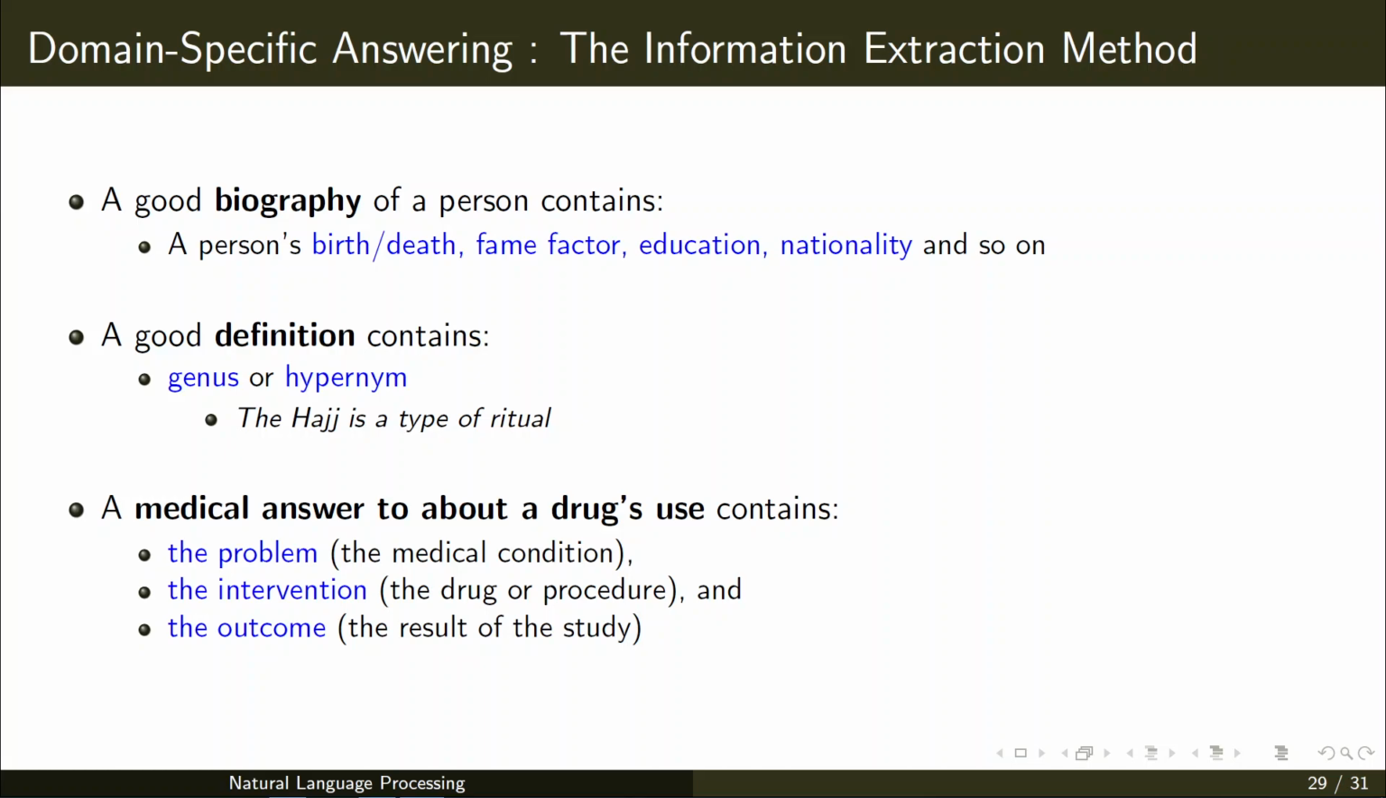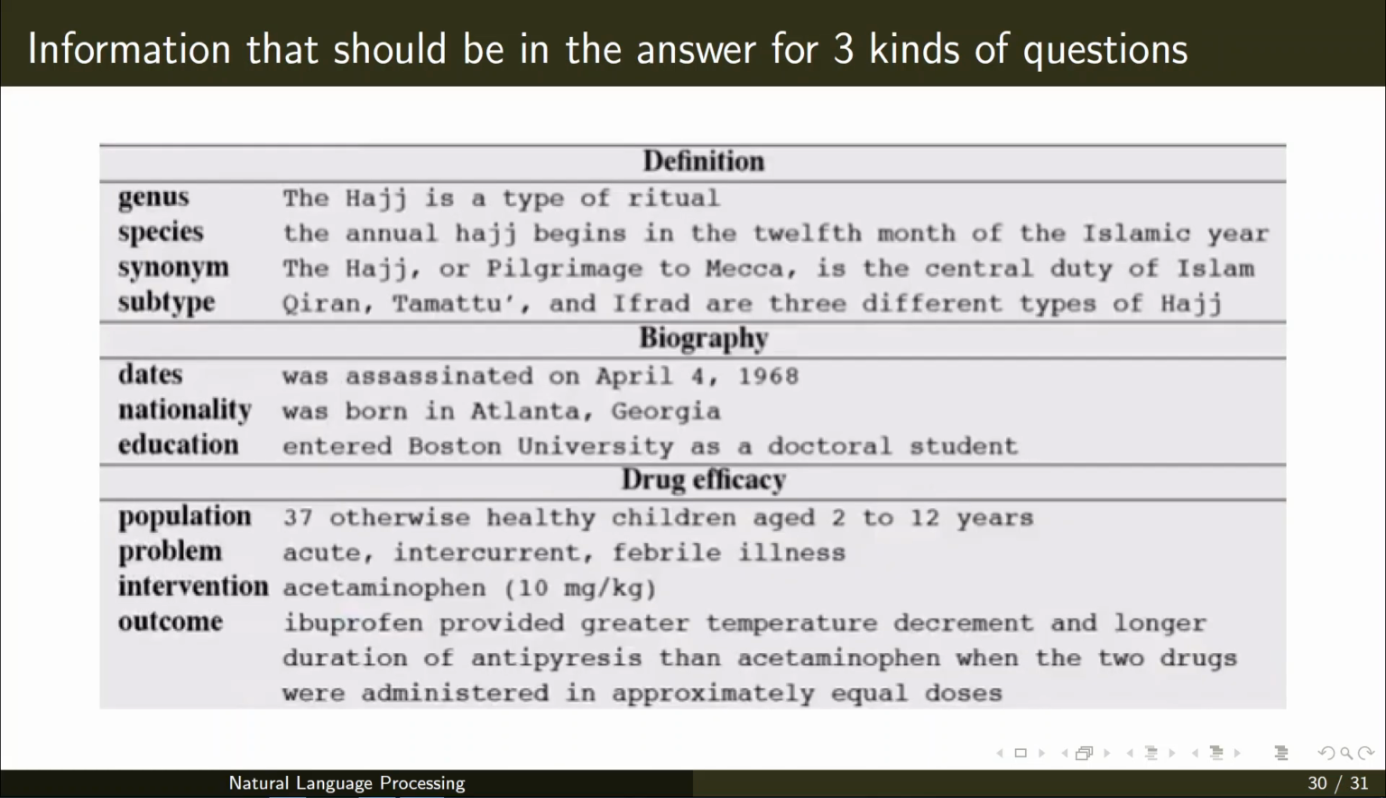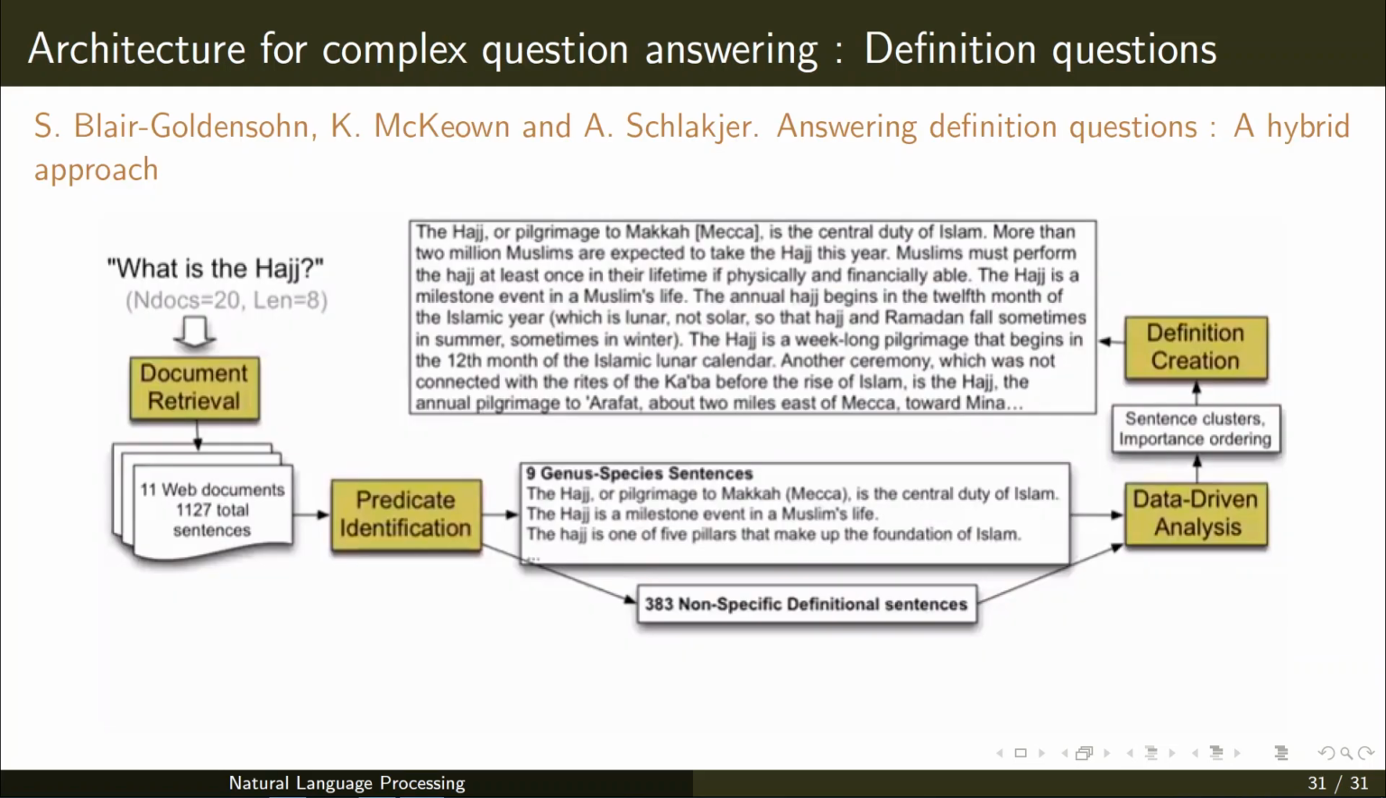For example, a good biography of a person contains the person's birth, death, claim to fame, etc. A good definition contains a genus, hypernym, etc. A medical answer contains what is the problem, what is the intervention, and what is the outcome. So this is by defining a template for the answer or a template for the summary. So this is how we have defined the template, and based on the question you find out an answer or find out the summary.